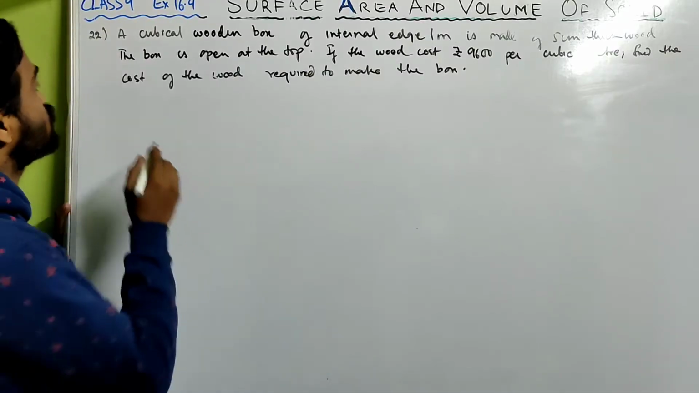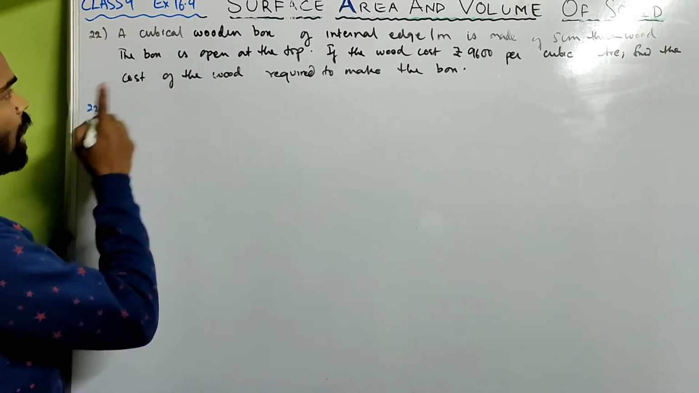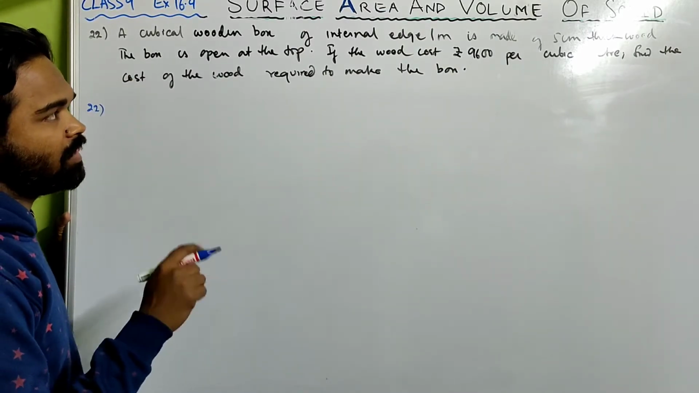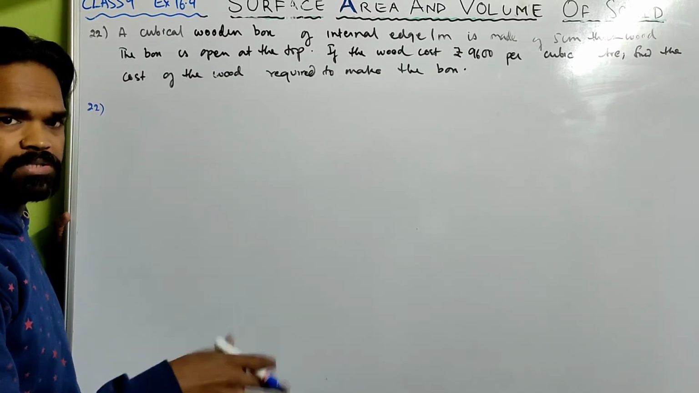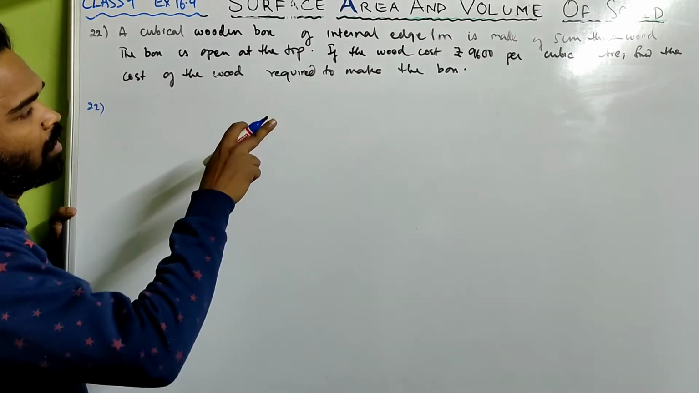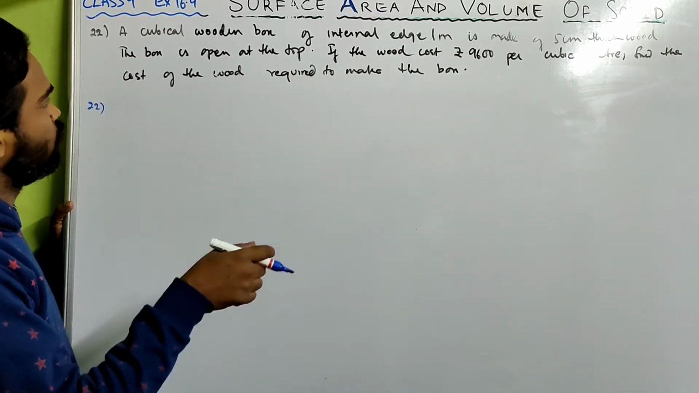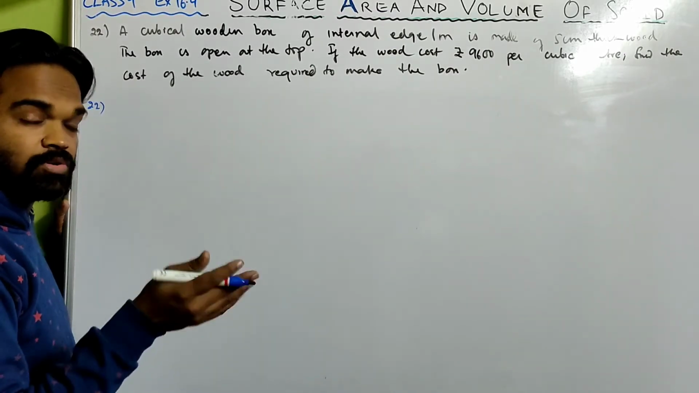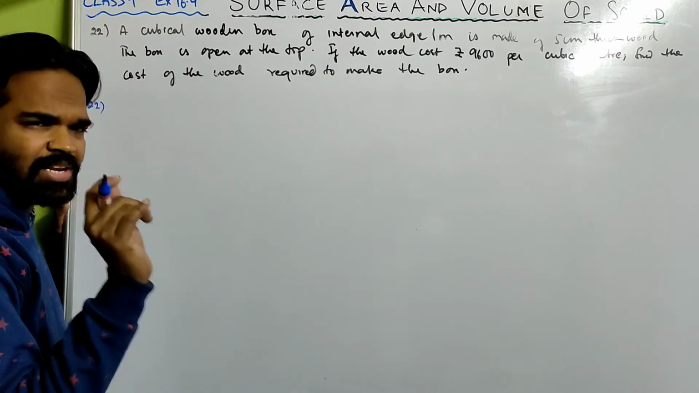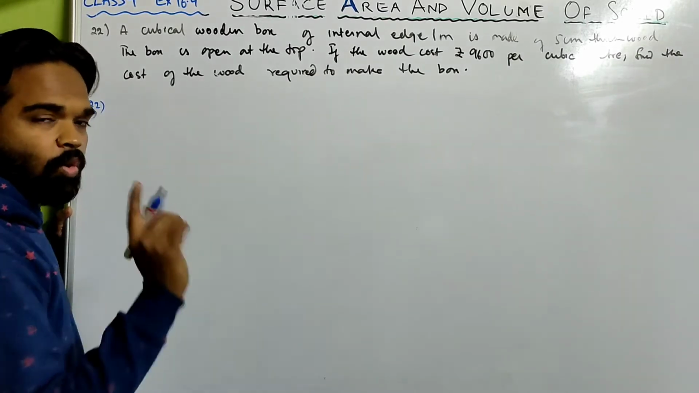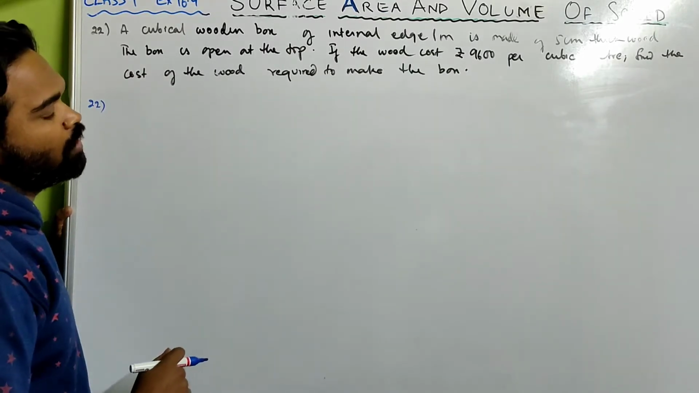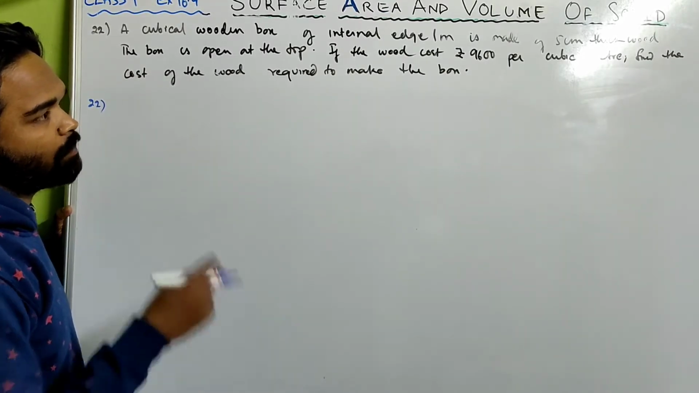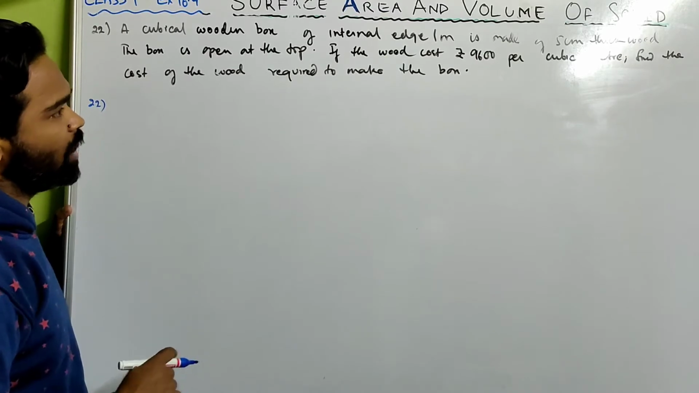Now look at sum number 22. A cubical wooden box of internal edge 1 meter is made. So inside, if you see the box, it's a cube, of 5 centimeter thick wood. The box is open at the top. So the previous sum and this sum are the same, with a slight difference. This box is open at the top. The previous one was closed at the top. If the wood costs rupees 9600 per cubic meter, find the cost of the wood required to make the box.